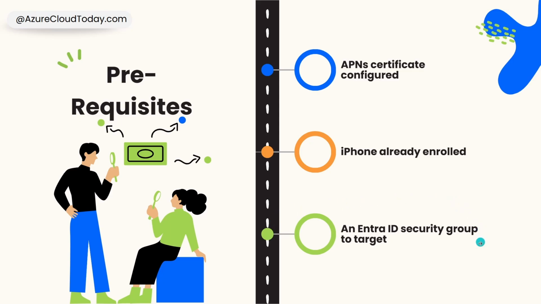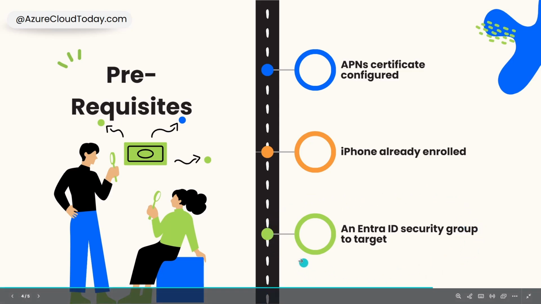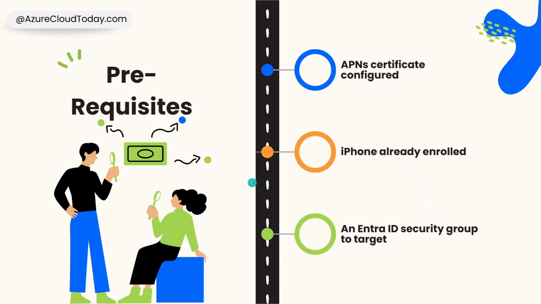Third is that you would want an Entra ID security group where you would push this application. The iPhone I'm using is a personally owned device, enrolled the standard BYOD way, so it's unsupervised. If you want to know how to enroll an iPhone to Microsoft Intune, then please click on the card attached on the top right of this video.